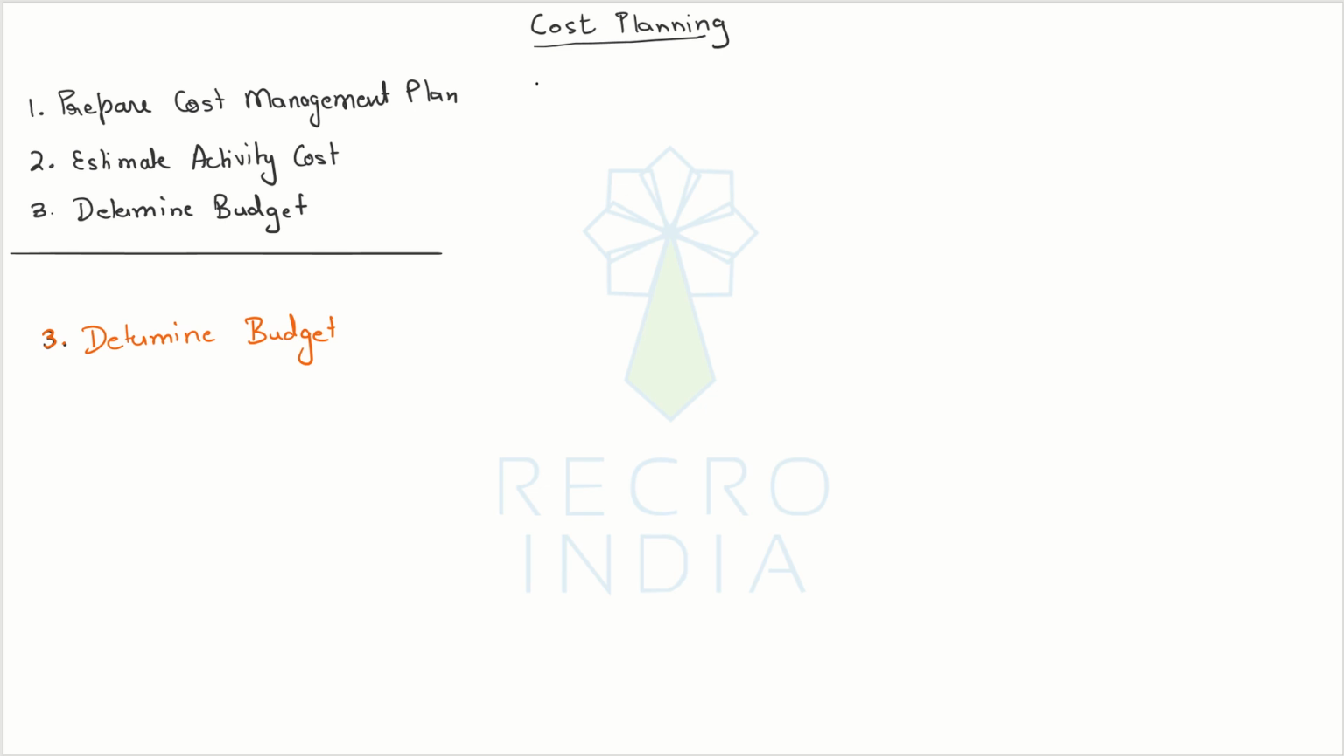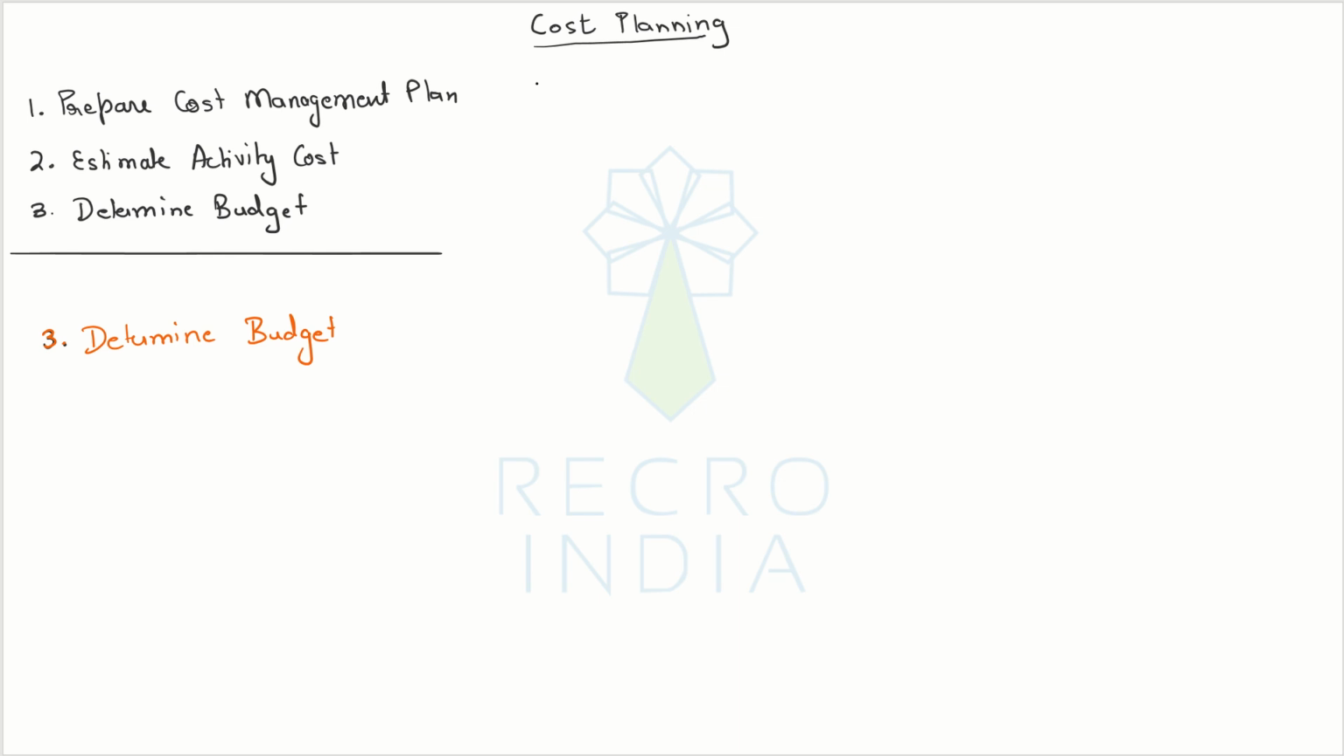So in continuation to our last video where we talked about cost planning, the first and second processes, we understood that the cost management plan is a set of guidelines, and cost estimate activity cost is about determining or estimating how much each activity is going to cost. Now we are here to discuss the third step in this section, which is to determine budget. Theoretically speaking, there isn't a lot to discuss here.